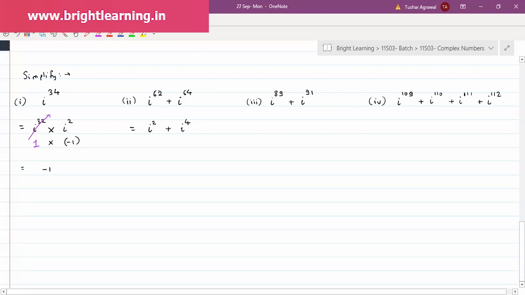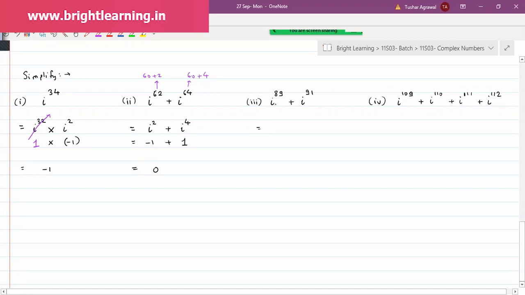Everybody get this? So why is i raised to 62 equal to i square? The 62 is actually 60 plus 2, and the 64 is 60 addition 4. So i raised to 60 is 1, and i square as it is. 60 is a multiple of 4. It's 1, and i raised to 4 remains as it is. So this is -1, and this is 1. So the final answer is 0.